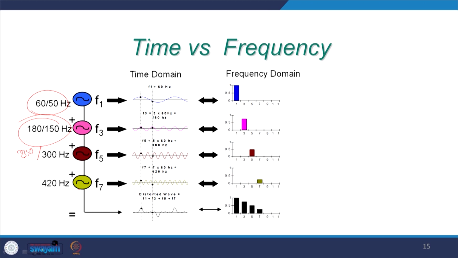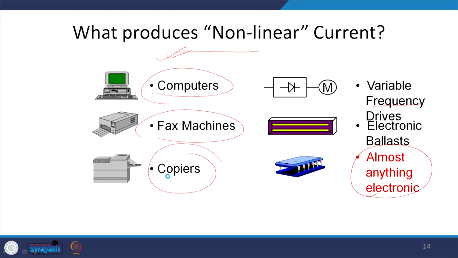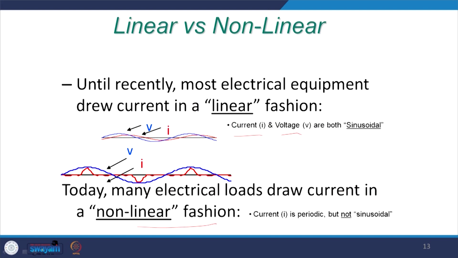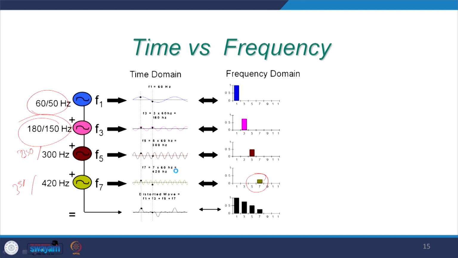Similarly, 350 or 420 hertz will be something like this, and whatever the waveform you have shown here, you just add up these waveforms and ultimately you constitute this waveform. So, you have some portion of the fundamental, some portion of the third, some portion of the fifth, and some portion of the seventh harmonic, so that you get this kind of peaky current.